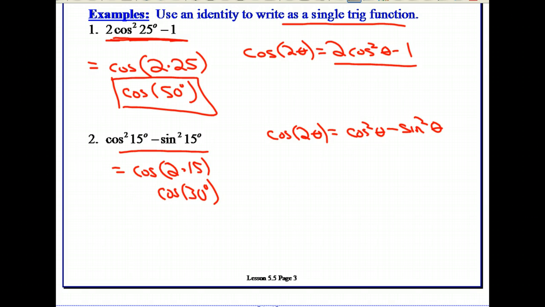And it happens, 30 is one of my special angles. I know the answer to that. The cosine of 30 is square root of 3 over 2. So I can simplify a little further on that one. Not true on the first one because 50 I didn't know, but 30 I knew, so why not take that extra step? All right, a couple more of these.